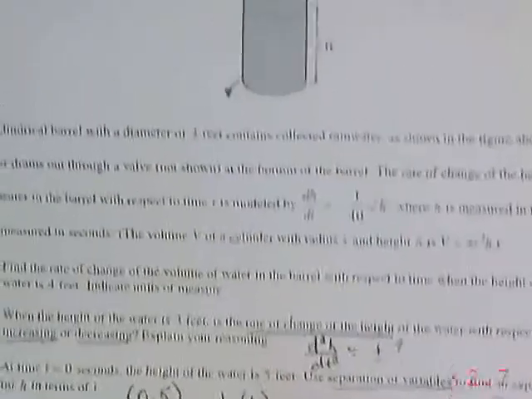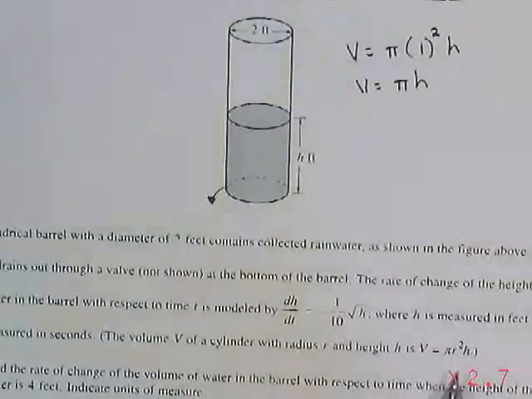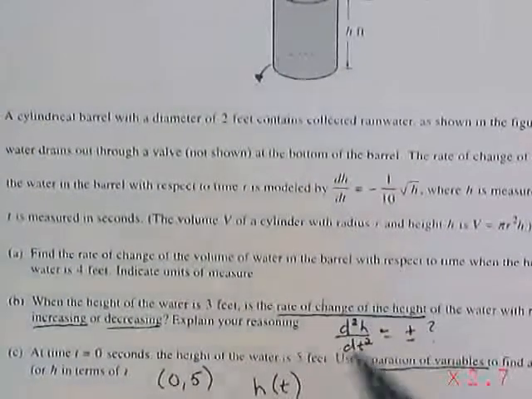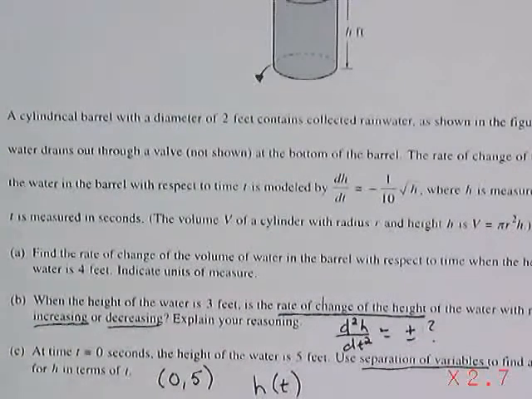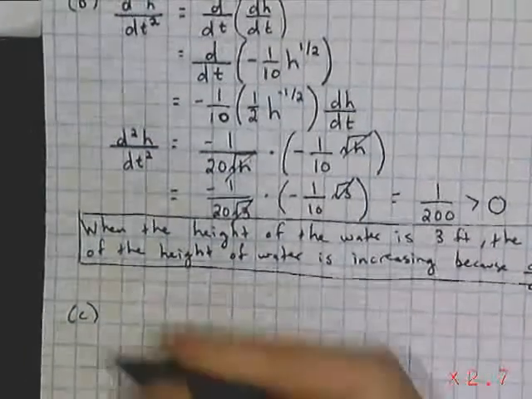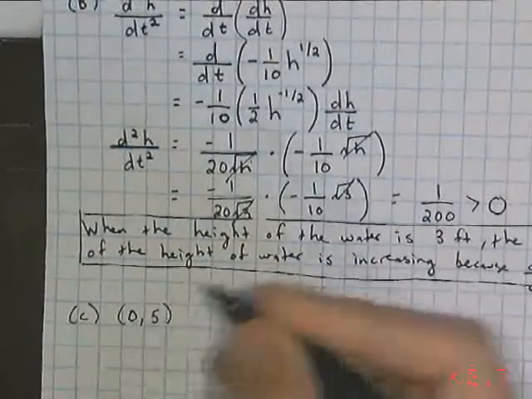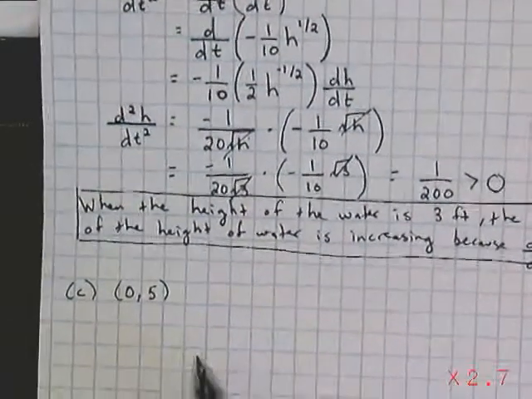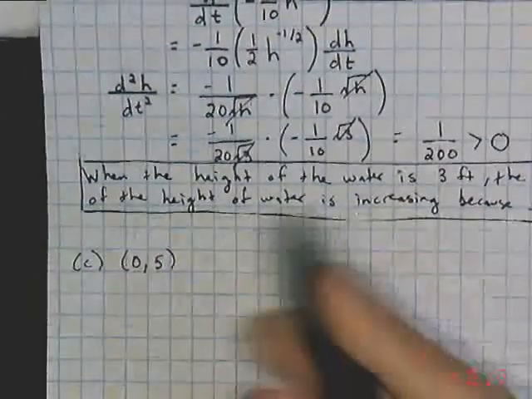Okay, we know how h is changing, but we want to figure out what the height is at any given time. And they're telling us to use separation of variables, so I'm thinking separable differential equation, and then integrate. So they give us this initial condition that at time 0, the height is 5, which will come into play after we separate and integrate. But let's start with what we know.